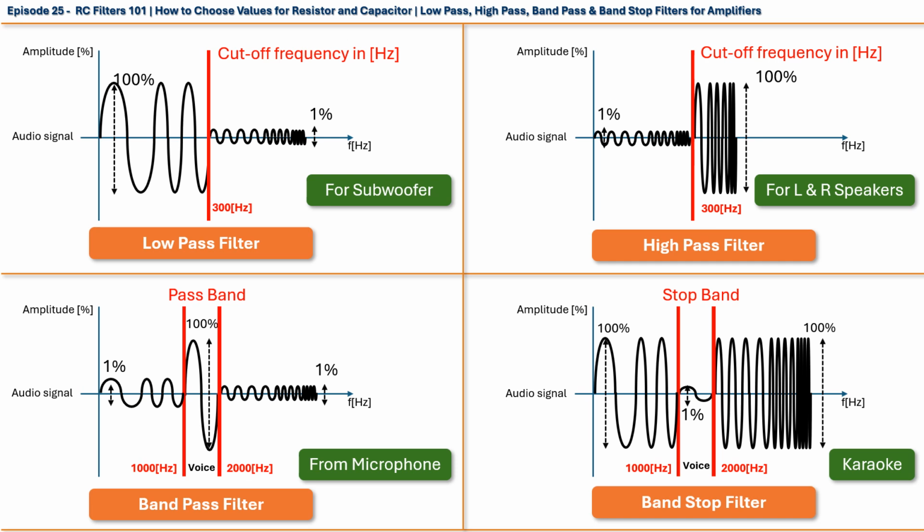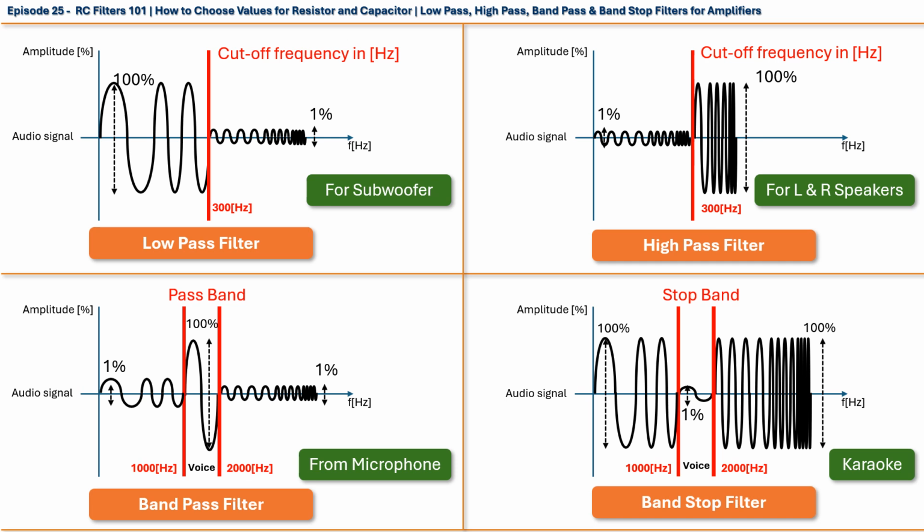Next, we have our band stop and band pass RC filters. As the name suggests, their function is to block or pass certain range of frequencies with 100% of original amplitude, while attenuating all remaining ones. Here, you need to calculate 2 cutoff frequencies. One for start cutoff frequency, and the other for stop cutoff frequency. This is how karaoke machines work.